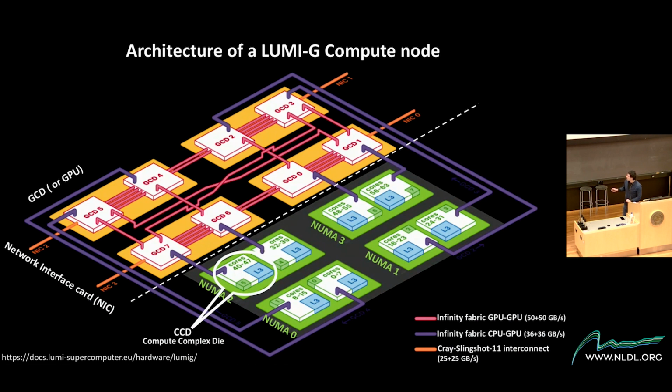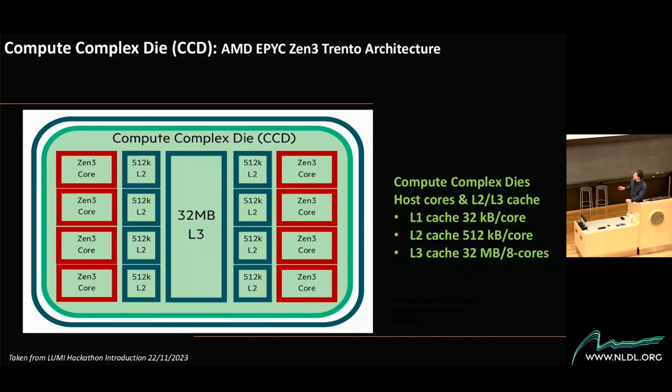So let's look a little at what this CCD looks like. So that's how it looks. As I mentioned, it has 8 CPU cores. You have 4 on this side and 4 on this side. Each CPU core here has 32 kilobytes of L1 cache memory, and 512 kilobytes of L2 cache memory, and all of these CPU cores share the L3 memory.